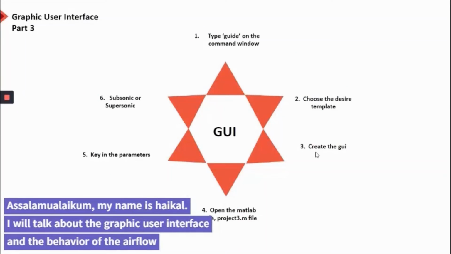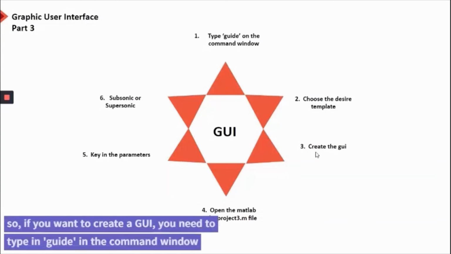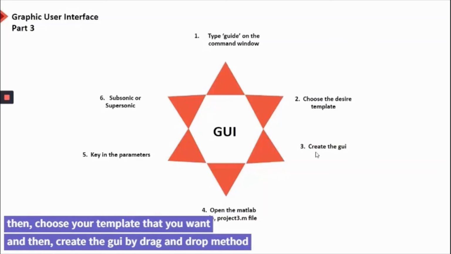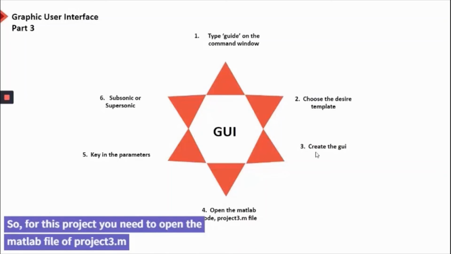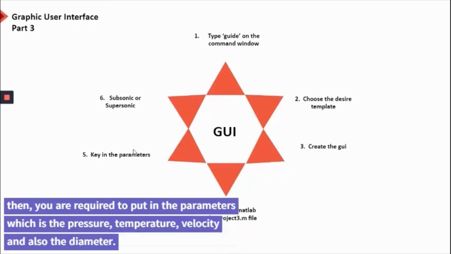Assalamualaikum, my name is HAIKAL and I will talk about the graphic user interface and also the behavior of the flow. If you want to create a GUI, you need to type guide in the command window, then choose the template that you want and create the GUI using the drag and drop method. For this project, you need to open the MATLAB file project3.m and then put in the parameters, which are the pressure, temperature, velocity, and also the diameter.